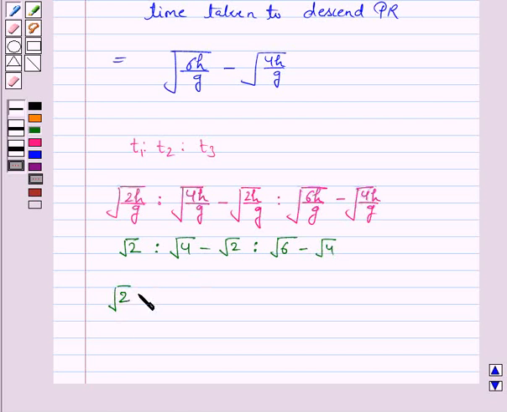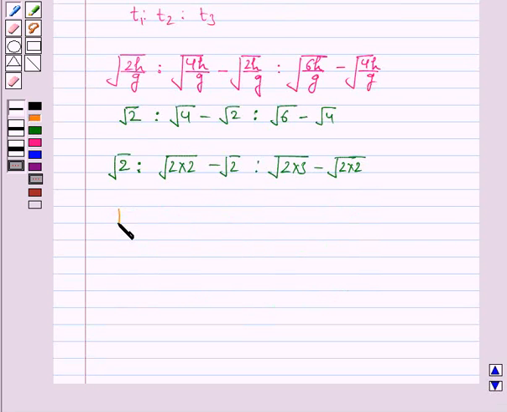This is again under root 4 is to under the root 2 into 2 minus under the root 2 is to under the root 2 into 3 minus under the root 2 into 2. Now cancelling root 2, we have 1 is to root 2 minus 1 is to root 3 minus root 2. And this is what we have to prove. The ratio is 1 is to under the root 2 minus 1 is to under the root 3 minus under the root 2.